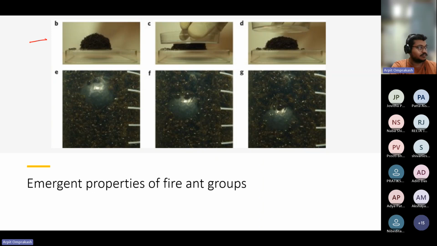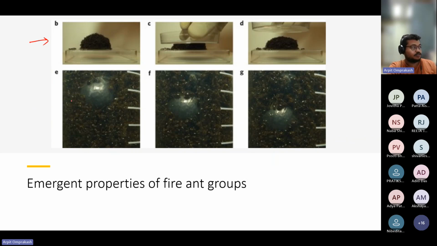So the first case here, basically, if you have a single ant and you squeeze it with a petri dish, it'll of course die or be crushed. But if you have an aggregation of ants like this and you push it down using a petri dish, it'll go down. But then if you remove the petri dish, it'll again come back up. So now the whole thing is elastic. You can't squeeze it fully like you can squeeze an ant and kill it.